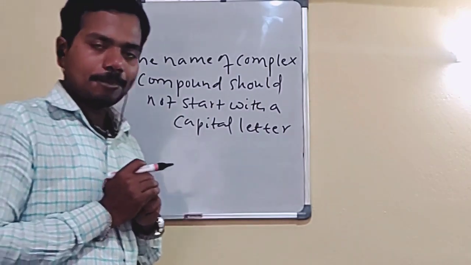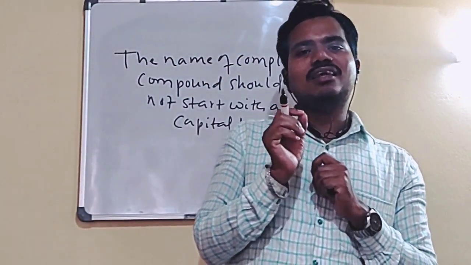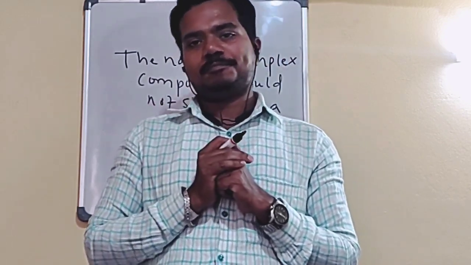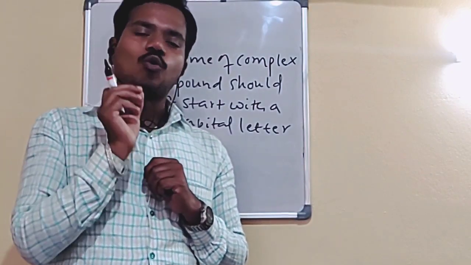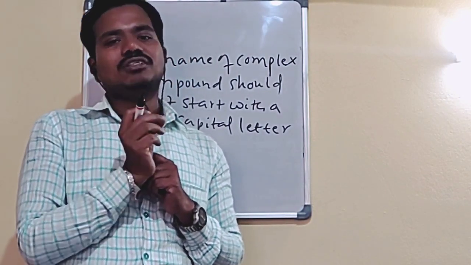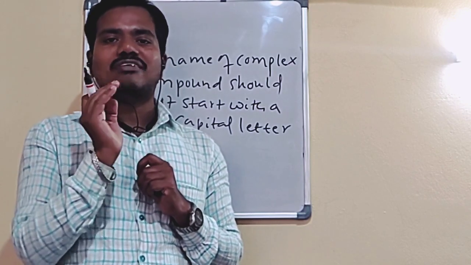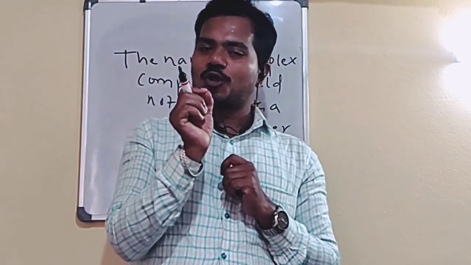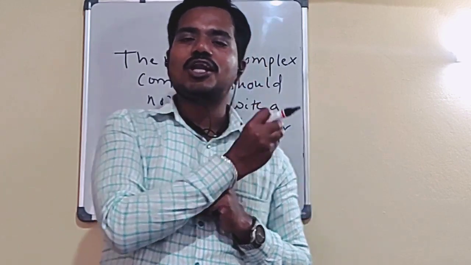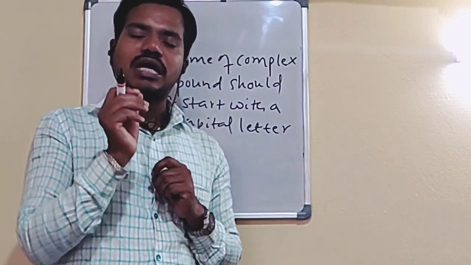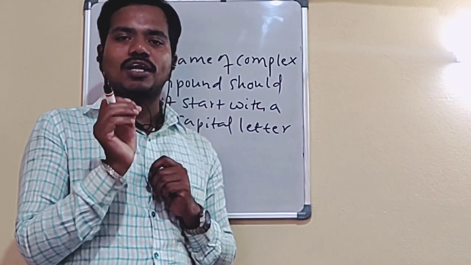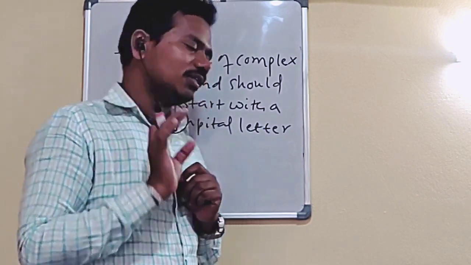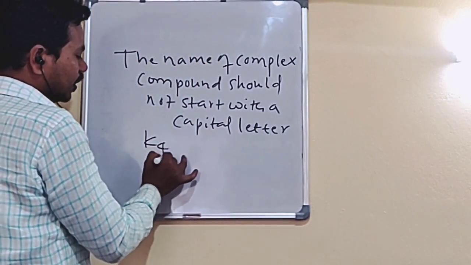So we should not start the name of a complex with a capital letter. It means we should start with a small letter. For naming coordination compounds, we should start the first letter with a small letter, not a capital letter. Commonly we write the first letter as a capital letter, but here, for naming coordination compounds, we should start with a small letter. Clear? For example, here is a complex.